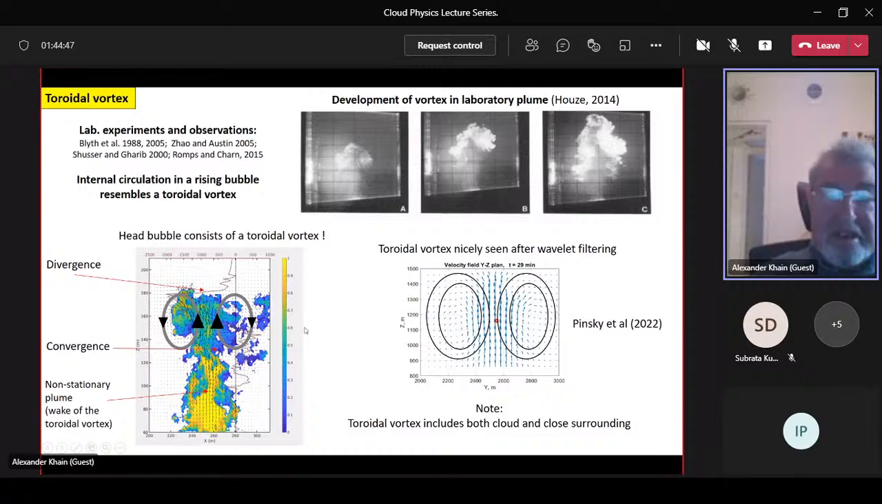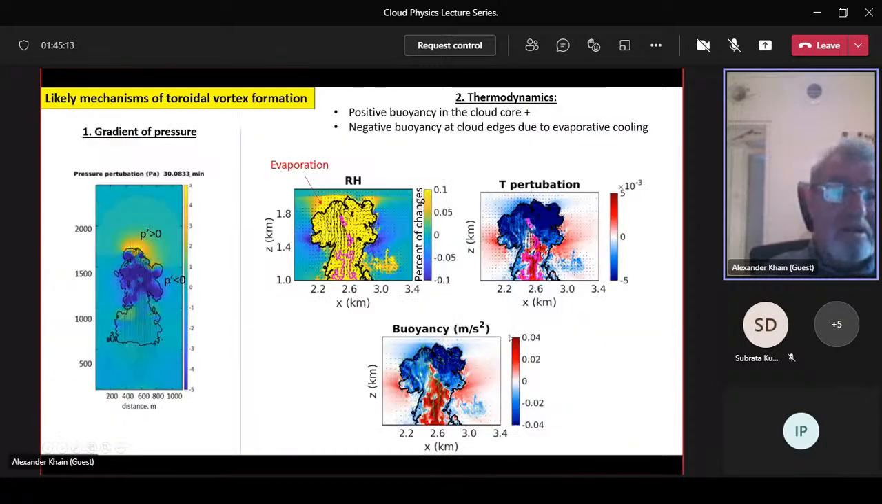This vortex is seen even better when we used wavelet filtering. After wavelet filtering, the vertical velocity field looks like this. This is the center of the toroidal vortex, and you see clear existence of this toroidal vortex. Why does such a toroidal vortex form? There are likely mechanisms of toroidal vortex formation.